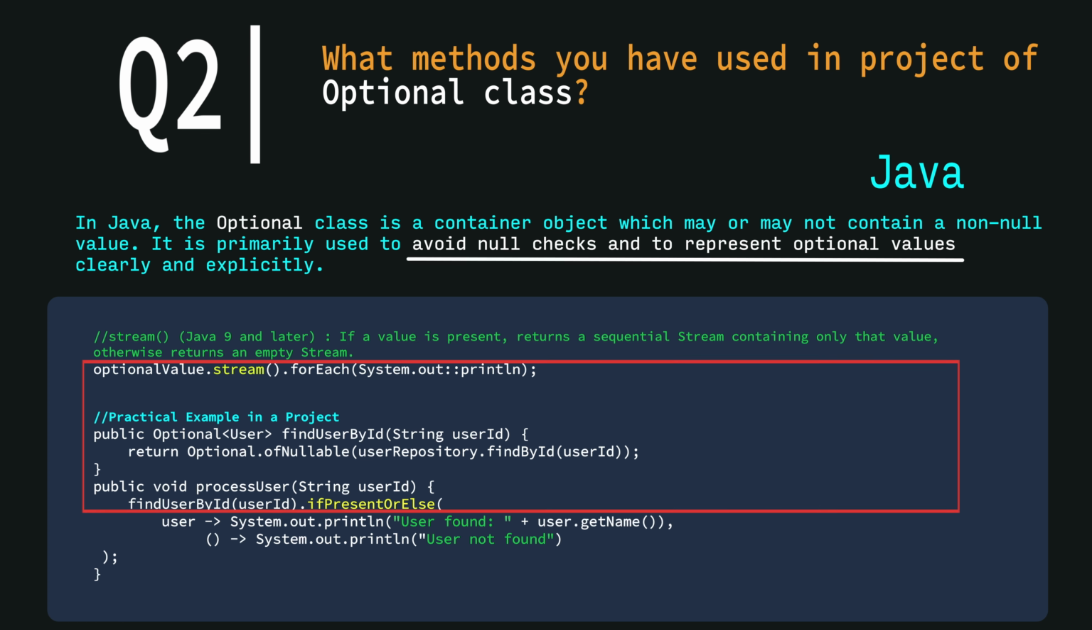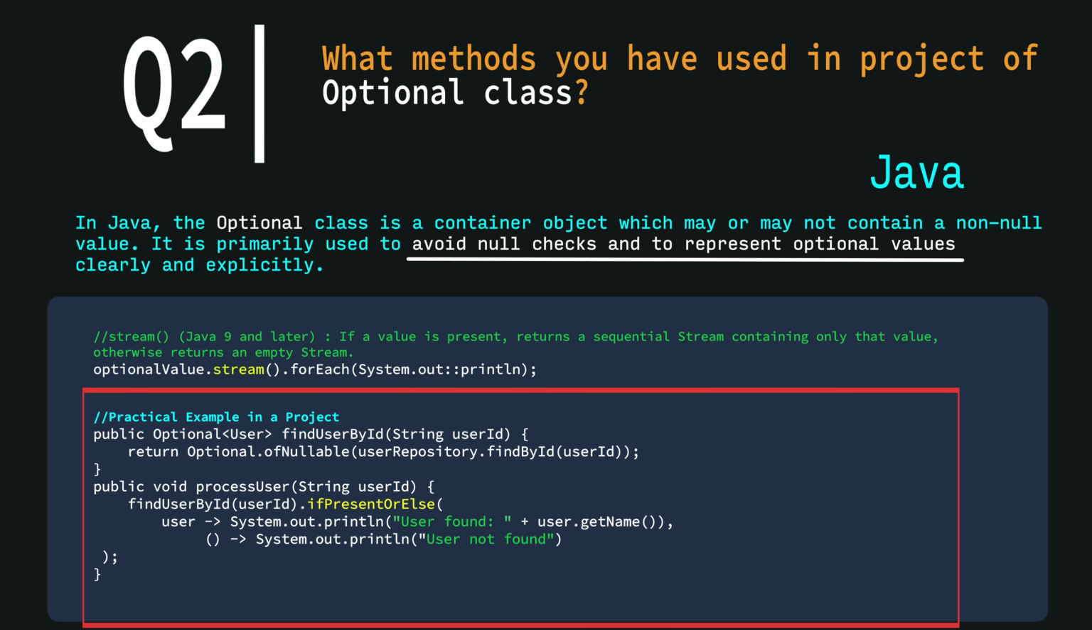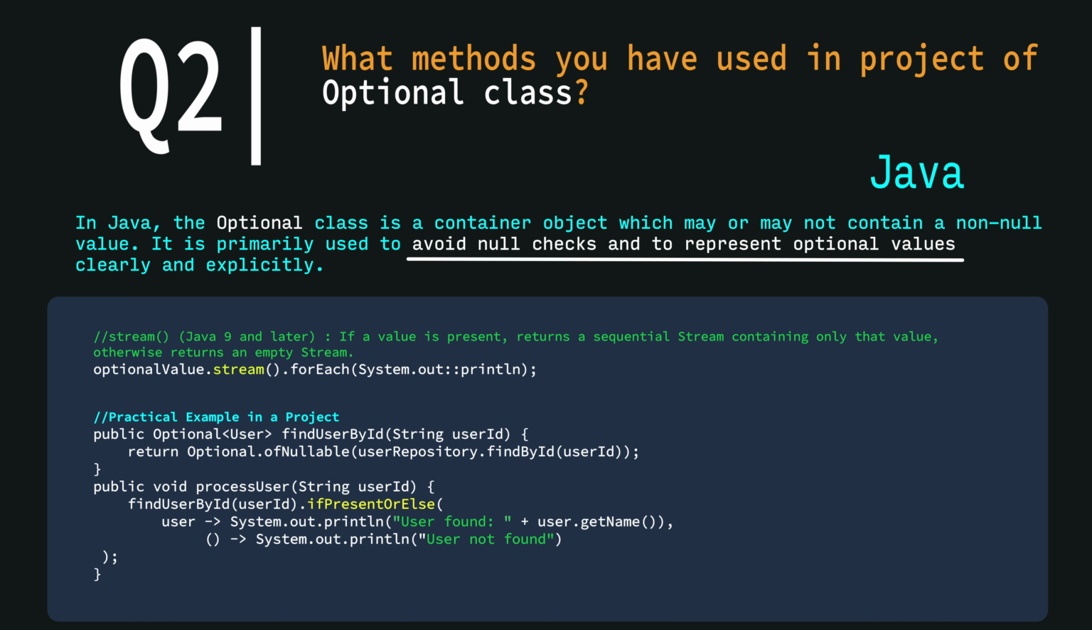Overall, I am putting one example here which we will use in our day-to-day projects for Optional. Here in the first method, that is findUserById, we are trying to fetch a user from the database, assuming userRepository is connecting with the database. And in the processUser method, we are calling this findUserById, and we are accessing and printing the username using ifPresentOrElse safely. If user is present, we are printing user found with username, else user not found. So that is all about the Optional class and the Optional objects which will be used for null checks and to avoid the null pointer exception.